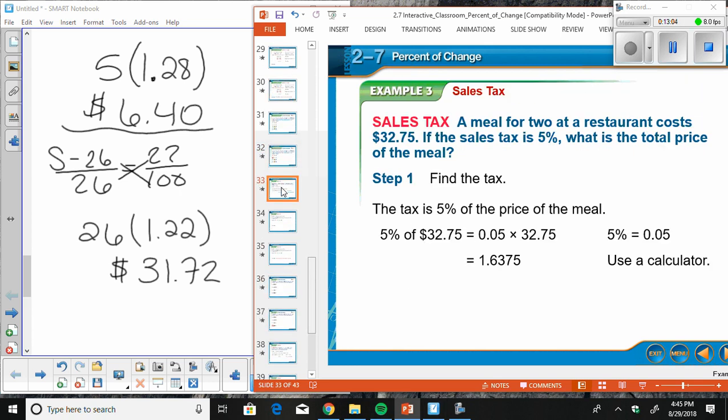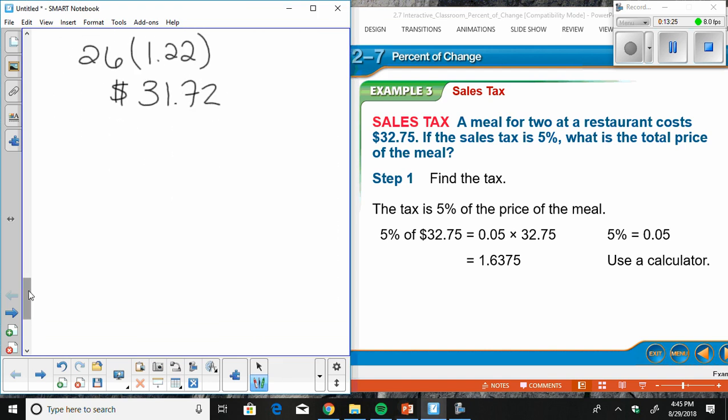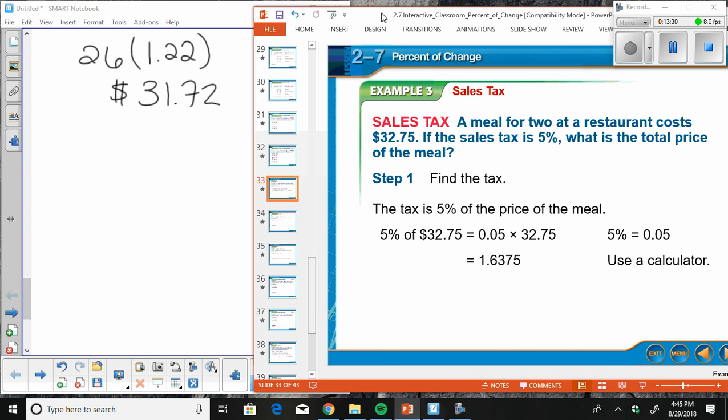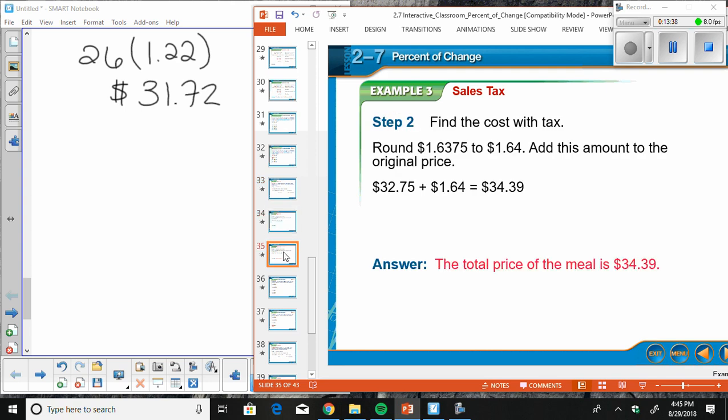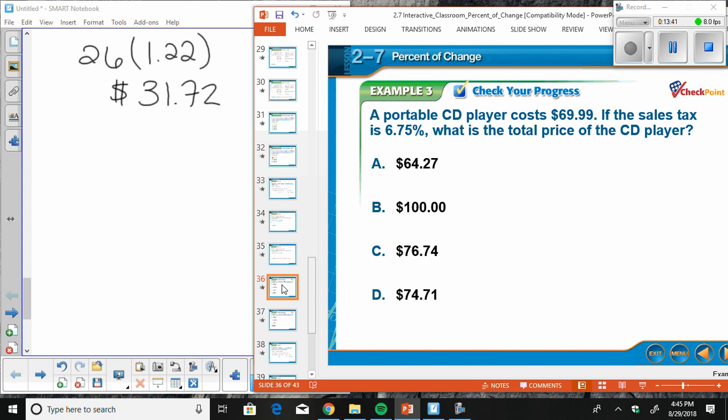Sales tax. A meal for 2 at a restaurant costs $32.75. If the sales tax is 5%, what is the total price of the meal? So that means we have to find the tax, and we have to add it in to the price. Anytime you find percent, you're multiplying times the decimal, just like I was showing you with our increases in pricing there. So that's what they did. They found that the tax was $1.64. We'll round it to that. So you would add that into $32.75, and you'll get your total of $34.39 is how much you owe.